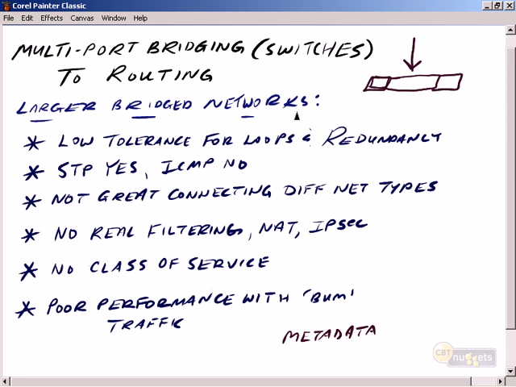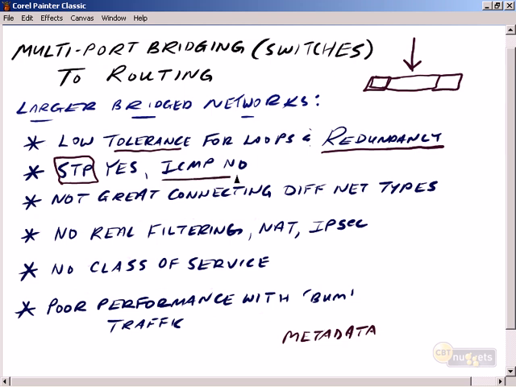So these bridges had a very low tolerance for loops, okay? Now we had mechanisms, spanning tree protocol, that we could use primarily for loop prevention, but the problem with early spanning tree protocol was the way that it dealt with loops is that it removed the redundancy in your network. So if you had more than one path from point A to point B, STP would just remove the redundant path, so you only had one single path. Well, that's great, but it doesn't really help us with performance.